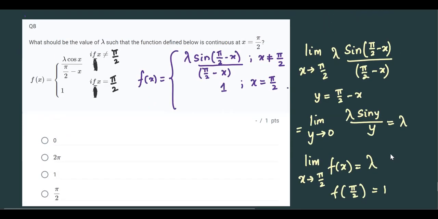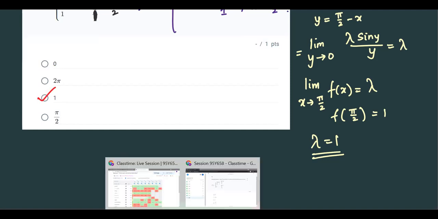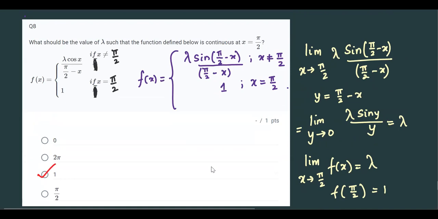So for continuity, what should happen? The limit should be equal to the function value. So lambda should be equal to 1. That is the answer. So that's how we solve.